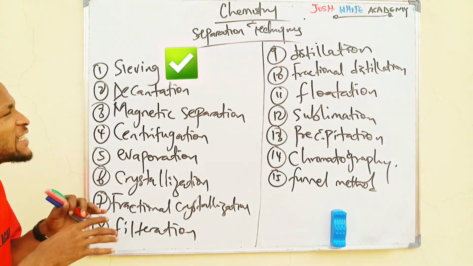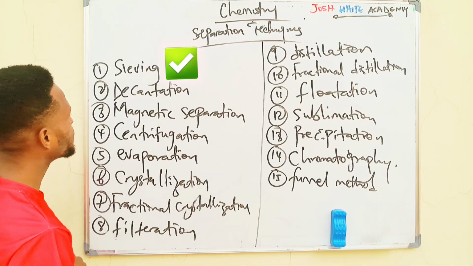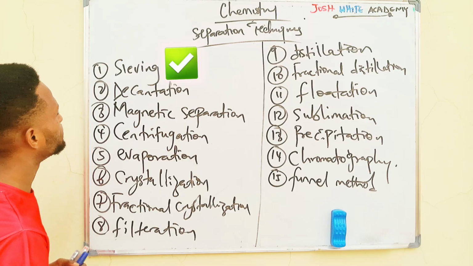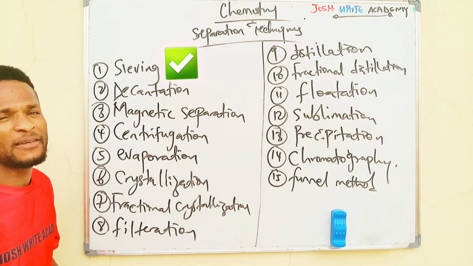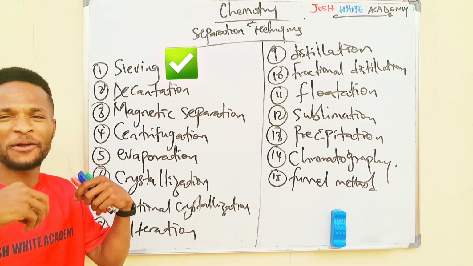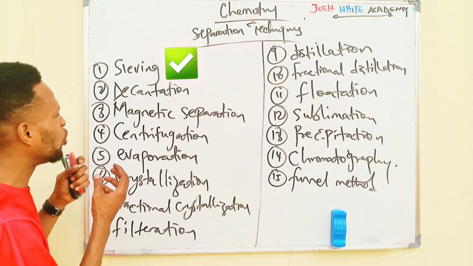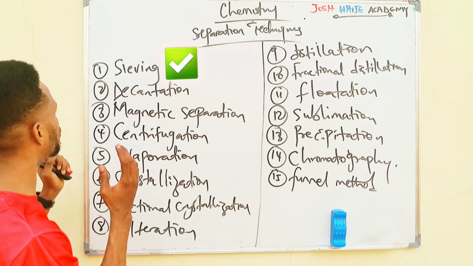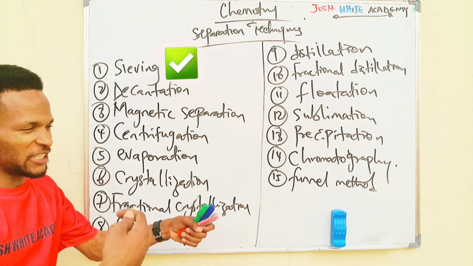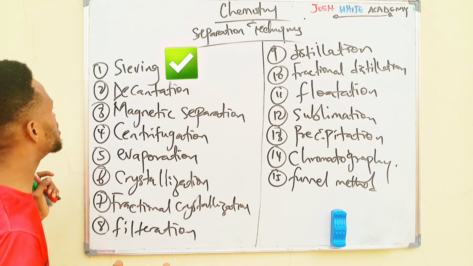Now, sieving. Sieving is used to separate solids of different sizes by using a sieve. Industries that use sieving are like the mining industries, where they mine for gold and diamond. So they use the sieving method to obtain certain precious stones. Also in the milling industries, where they use a sieve to separate the grains from the chaff.